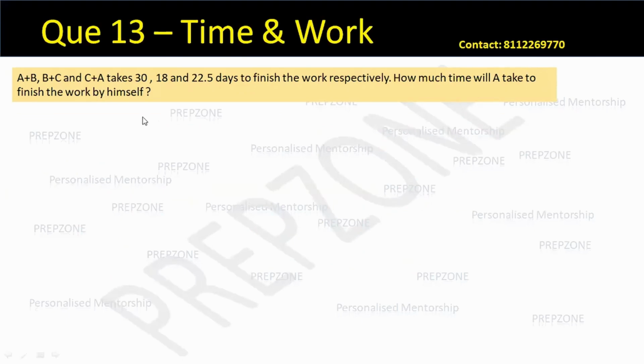Next question. Okay, first step is total work. Total work will be LCM of 30, comma 18, comma 22.5, which is nothing but 45 by 2. Okay. So pay full attention here. It has a very important property of ratio. Whenever you have to take LCM, how do you take it? You just take LCM of the numerator upon HCF of the denominator.